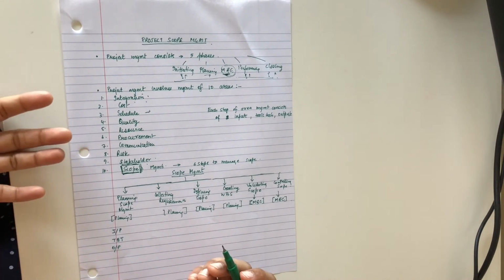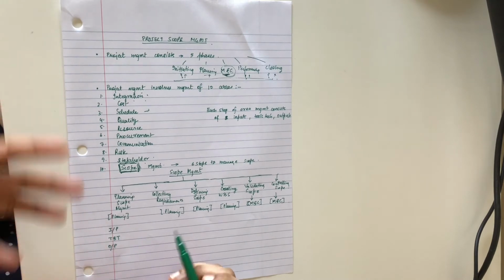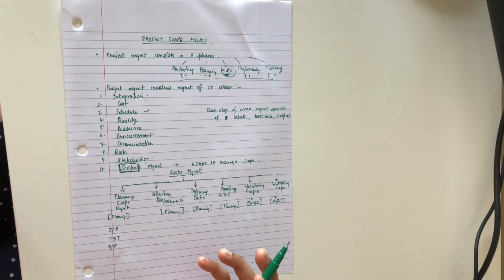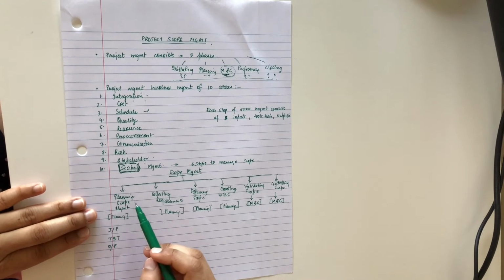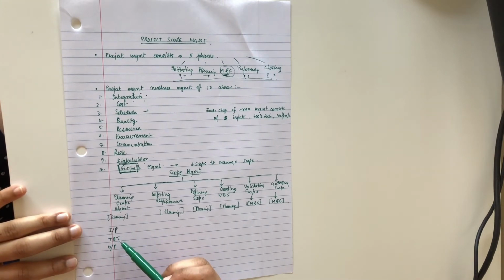Otherwise there is no point in doing the step. Like, why will I plan scope management if there is no output, right? So we need some output. That's why we are doing this step. Every step has inputs, tools and techniques, and outputs.